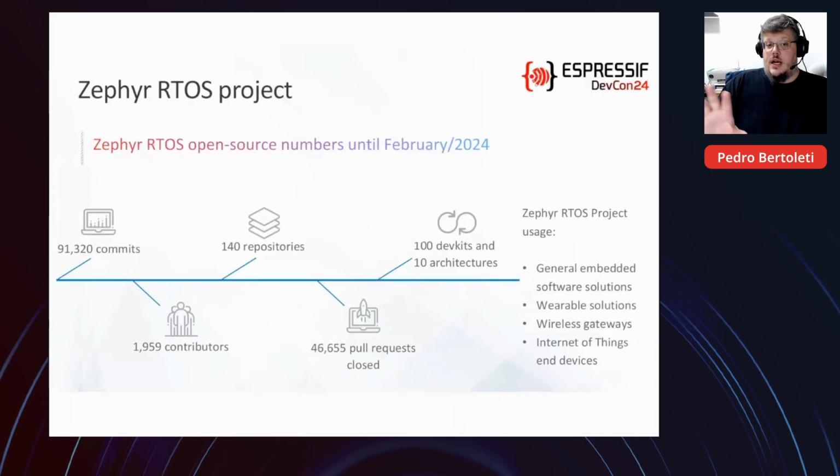Here is a cut of how big Zephyr RTOS is today. It counts on more than 2,000 independent contributors. Also, Zephyr RTOS is composed of 140 repositories, summing up more than 45,000 pull requests concluded. Regarding hardware support, Zephyr RTOS is currently supported by more than 100 development boards, and it's also supported by 10 different microcontroller and SoC architectures, including ESP32 SoCs and solutions, including the RISC-V architecture.